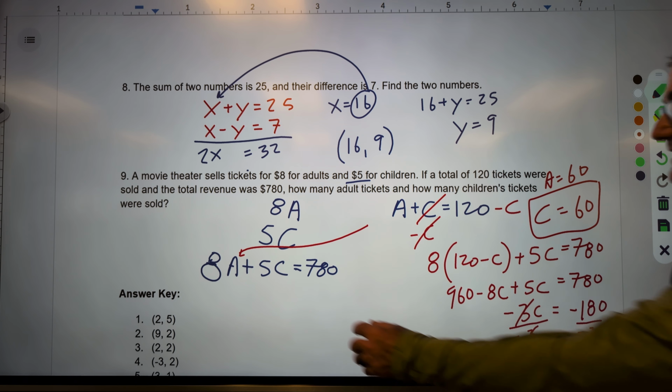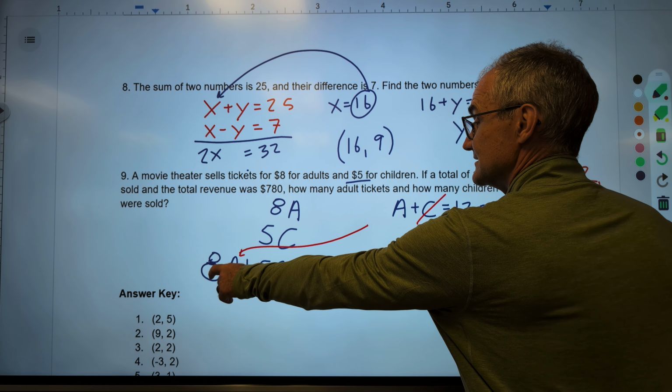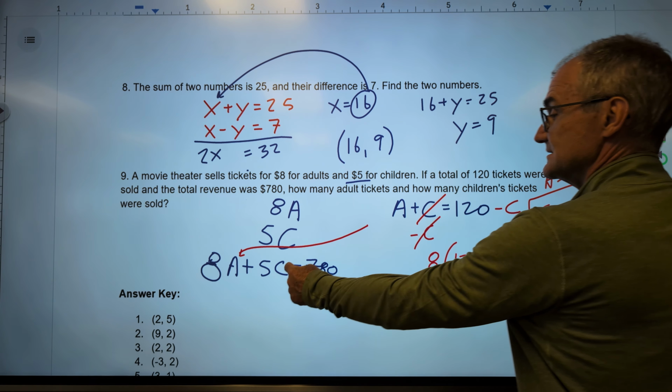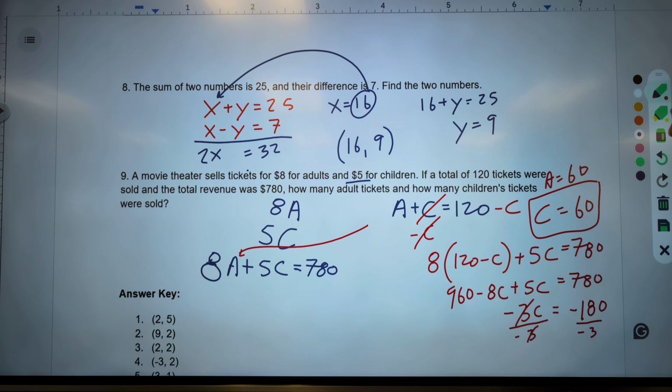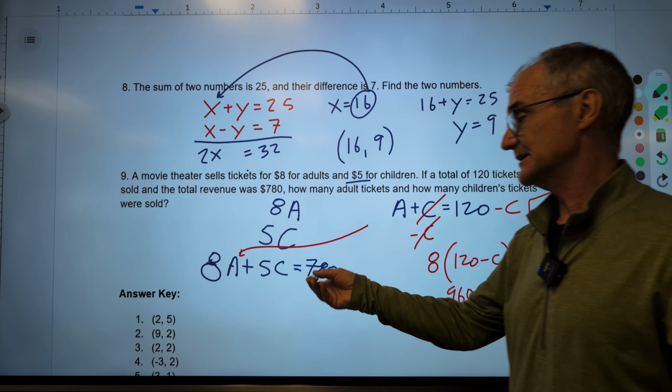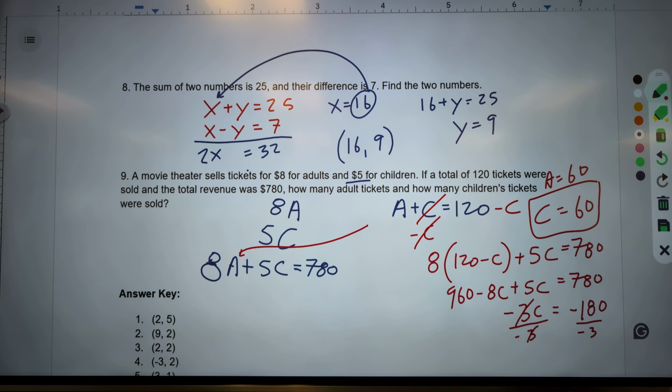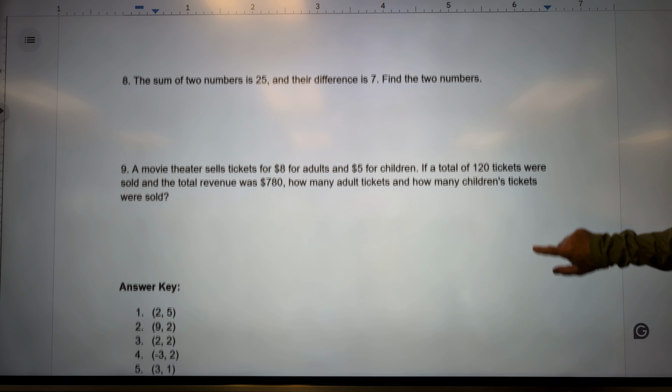Let me double check that. 60 times 8 is 480. 60 times 5 is 300. 300 and 480 give me my total of 780 there. It was a pretty hard test here. Hopefully you did well on it.